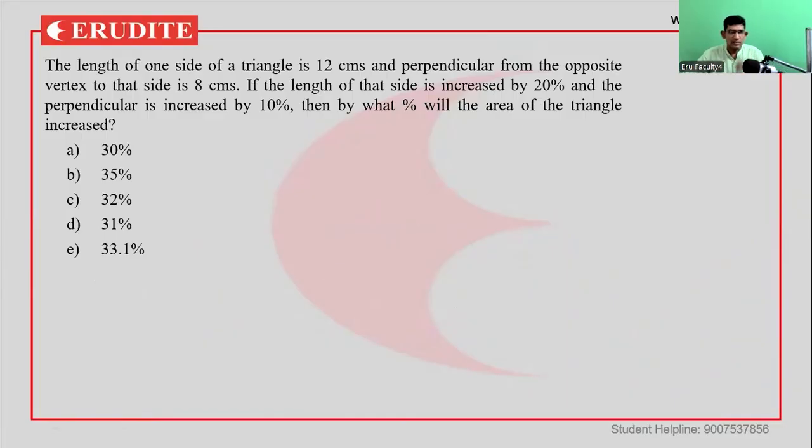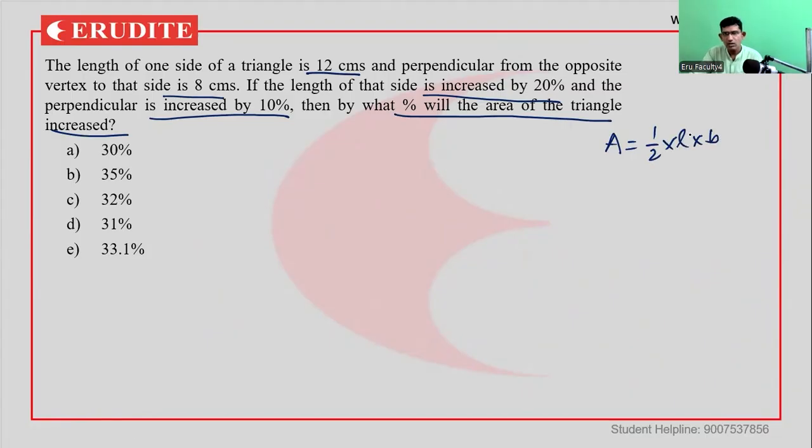Now here the question says, the length of one side of a triangle is 12 centimeter and the perpendicular from the opposite vertex is 8 centimeter. If the length of the side is increased by 20% and the perpendicular is increased by 10%, then by what percentage will the area of the triangle be increased? Now, in the general process, we know that the area of a triangle is half into base into height. So I can take a number for base, a number for height, then see the percentage increase, find the new area and find the percentage increase in area.